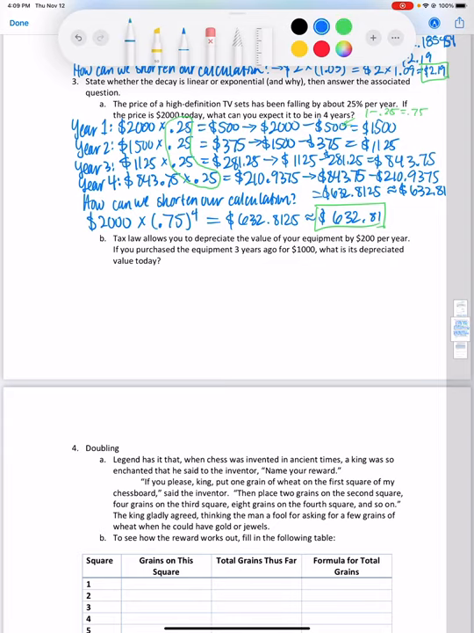Okay, let's take a look at another situation here. The tax law that your state has allows you to depreciate the value of your equipment by $200 per year. If you purchased the equipment 3 years ago for $1,000, what is its depreciated value today? Okay, so let's go ahead and calculate the depreciated value, then we can assess whether decay is linear or exponential.